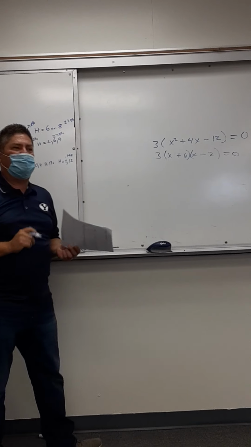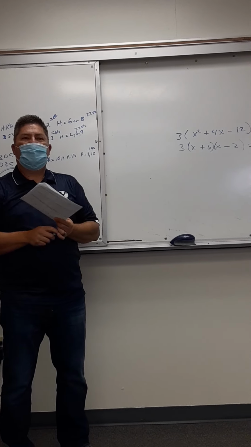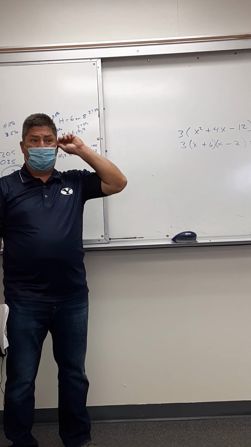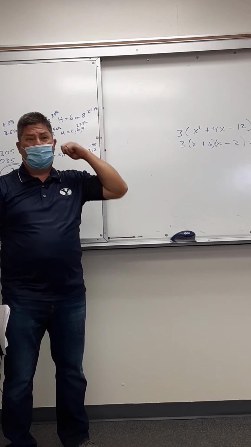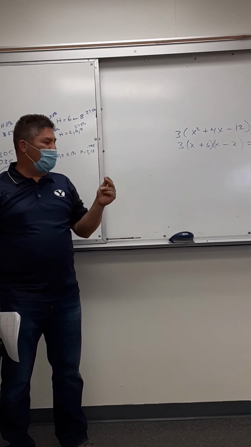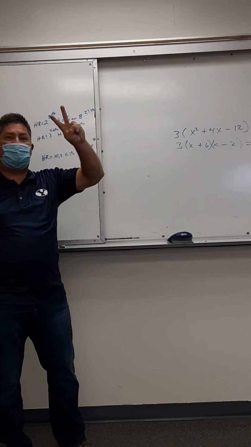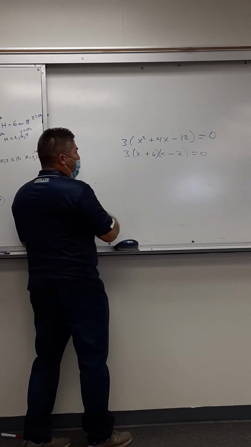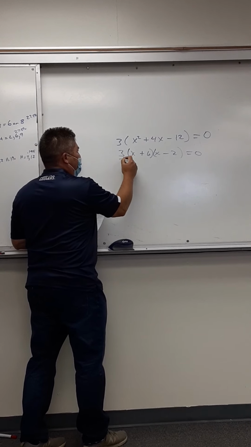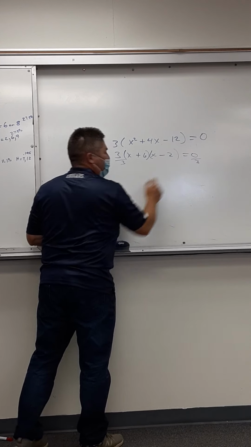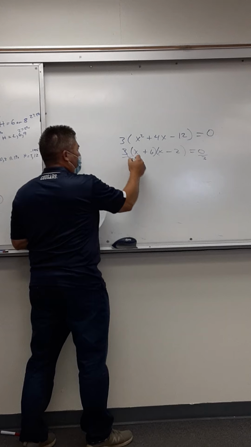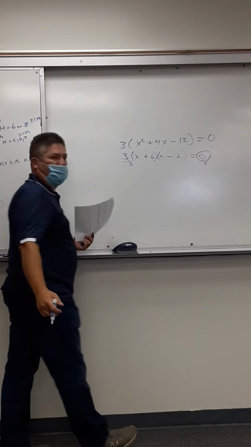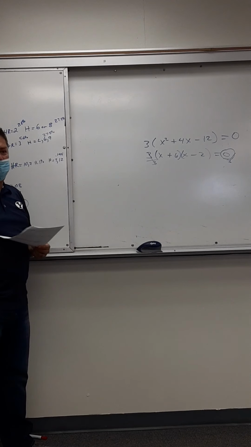Now, here's the tricky part. How many things am I going to set equal to 0? 2 or 3? Weirdly enough, just 2, because there's only 2 x's. So anything with an x gets set equal to 0. In reality, this 3 in front is going to be divided out to the other side. Those 3's will be divided out. What's 3 into 0, by the way? 0. Still 0. Now I set each factor equal to 0.